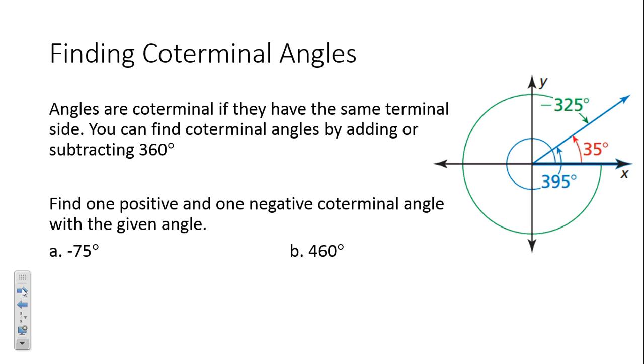So, finding coterminal angles. Jordan already alluded to this when he said that 390-degree angle is the same thing as that 30-degree angle we saw earlier. Coterminal angles have the same terminal side. So to find them, we just keep adding or taking away revolutions, adding 360 or subtracting 360, and we've got coterminal angles.